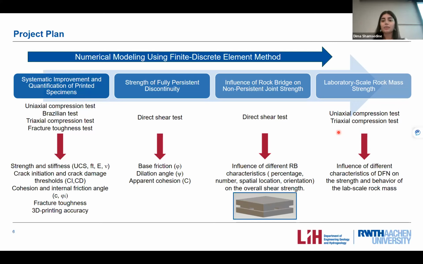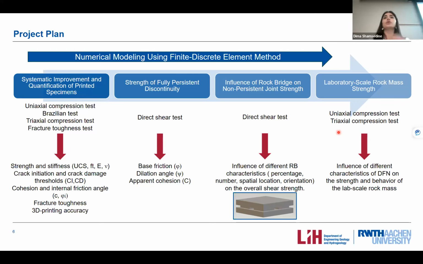Now, once work package 1 is done and we are sure that this material behaves like natural rock, we can move to work package 2, which is studying the strength of fully persistent discontinuity in this synthetic material, in the printed material. By doing so, we can calculate the friction angle, the dilation angle, and the apparent cohesion of a joint, or a joint synthesized by this material.